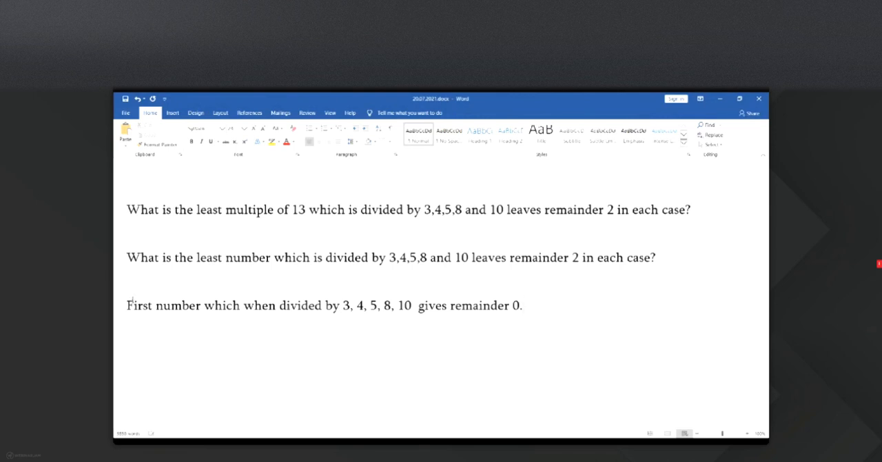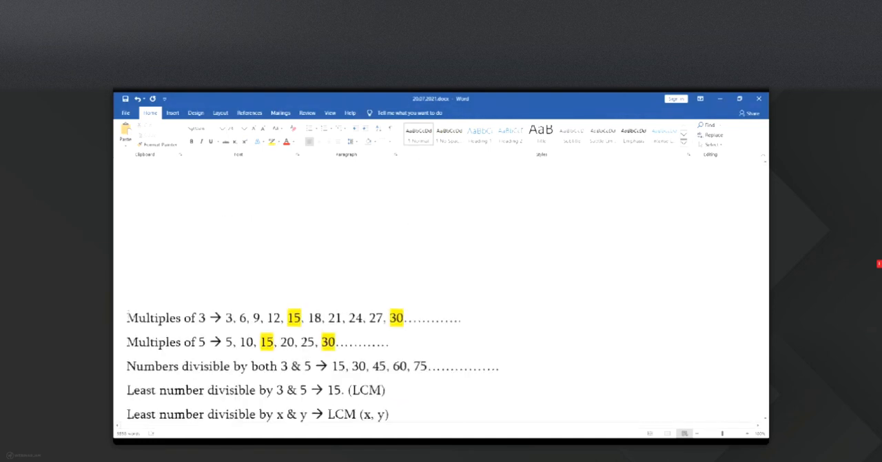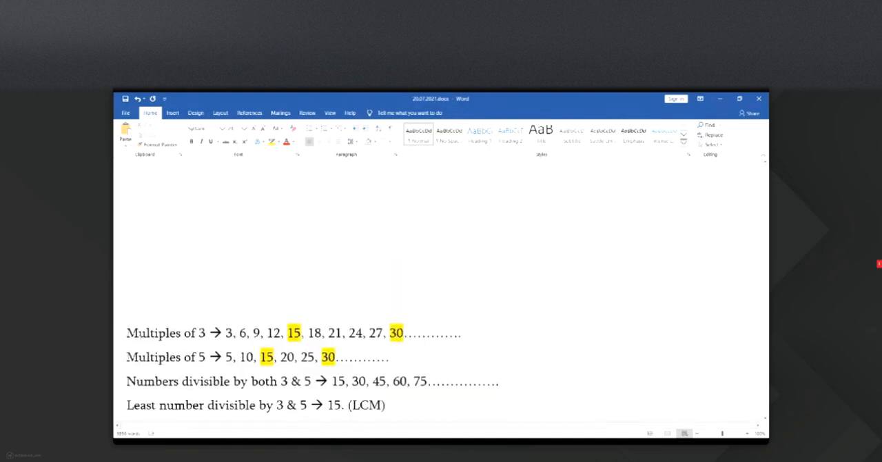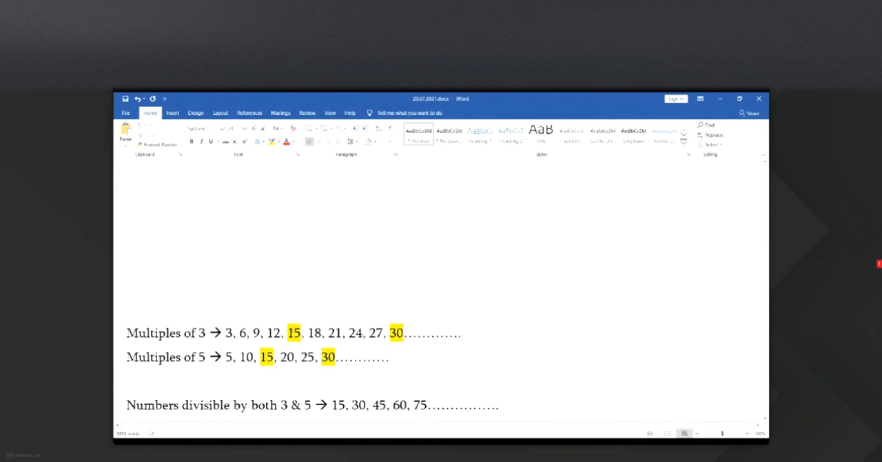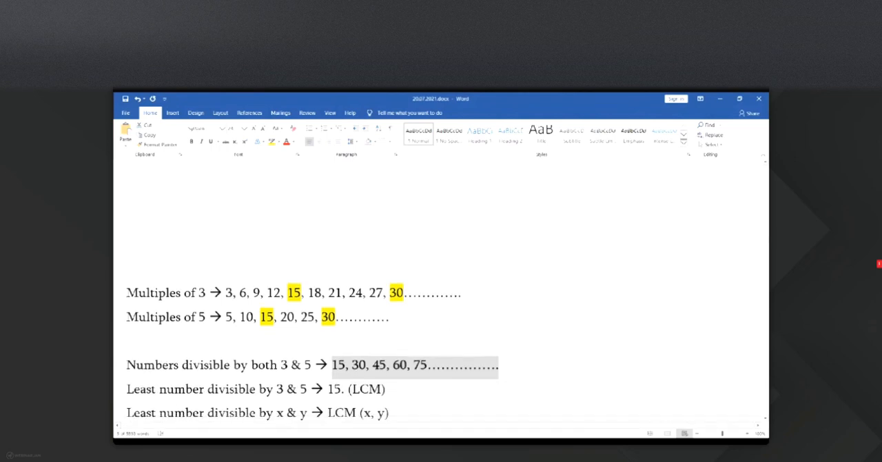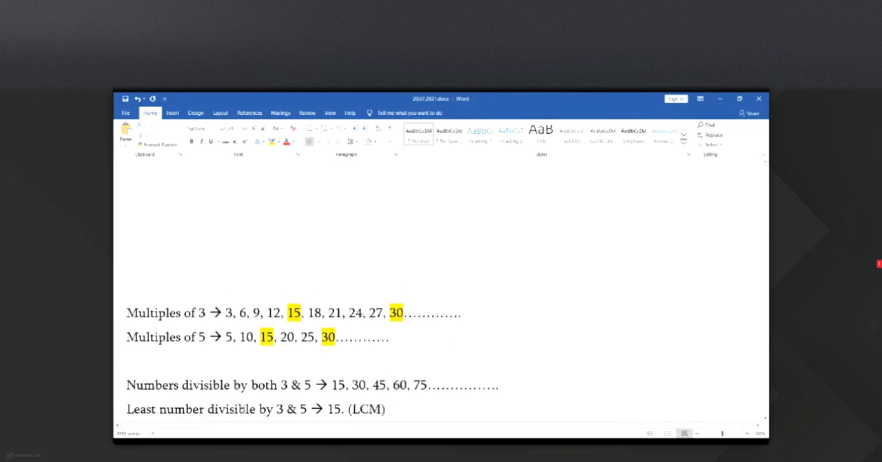For example, I'll show you this. Now I have multiples of 3 here. I have multiples of 5 here. If I ask you what are the numbers divisible by both 3 and 5, you will say 15, 30, 45, 60, 75. So if I ask what is the first least number divisible by 3 and 5, you will say 15. Because 3 is divisible by 3 but not 5. 6 is divisible by 3 but not 5. 9 is divisible by 3 but not 5. 12 is divisible by 3 but not 5. But 15 is divisible by 3 and 5.